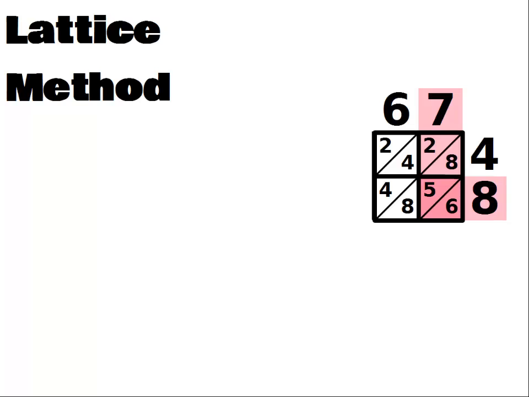We're going to add up going diagonally down to the left. So in the first one, we just get 6. Then 8 plus 5 plus 8 is 21. So I write the 1 here, and I put my little 2 next to that next row.